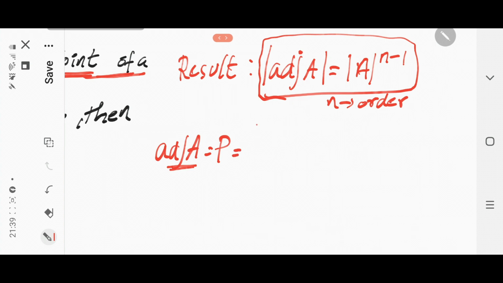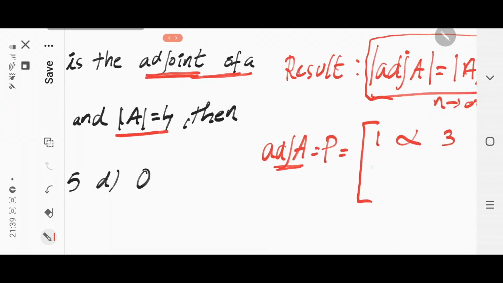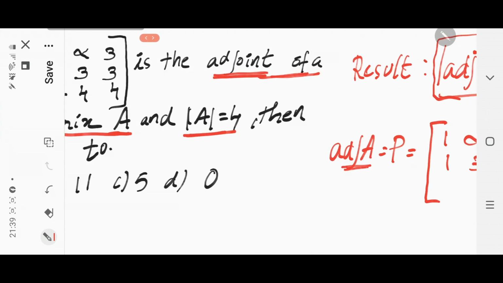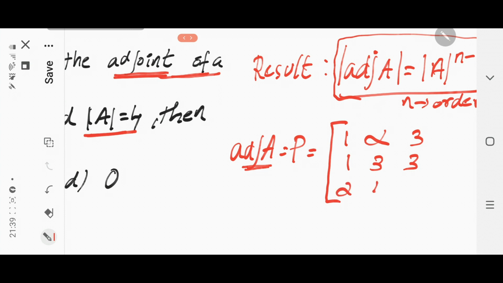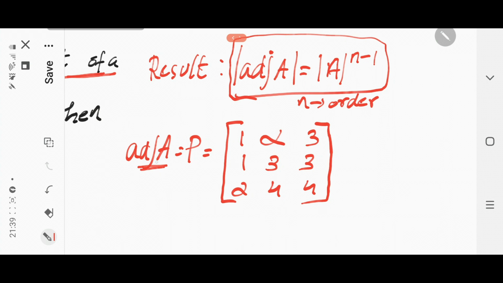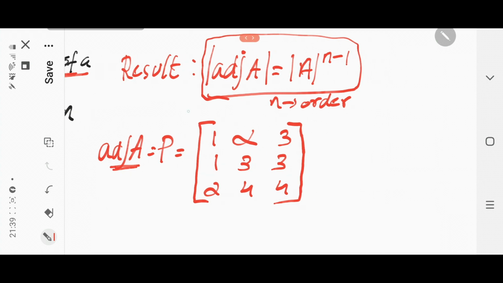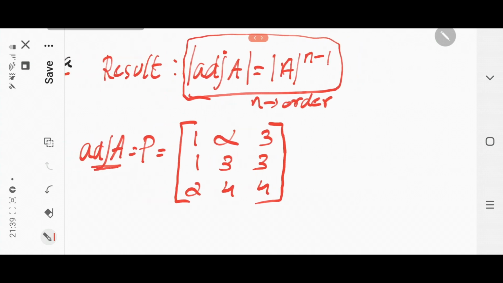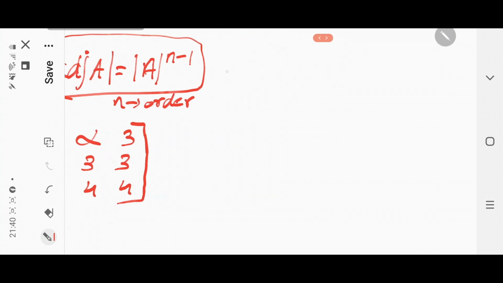What is P? P is given as the matrix with first row 1 alpha 3, second row 1 3 3, and the last row 2 4 4. This is the adjoint of A. What you have to do is take the determinant of the adjoint, which means you have to take the determinant of P.